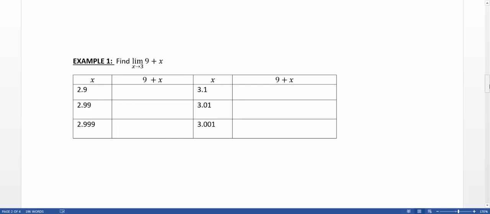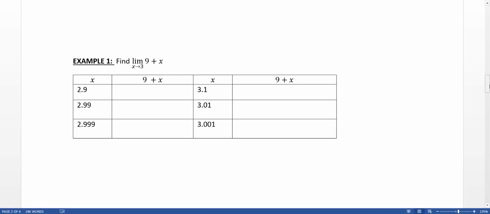Example 1. Find the limit as x goes to 3 of 9 plus x. So again, the idea that we have to go from the left and the right means we need to be getting closer and closer to 3 from both the left and the right. So in the first column, I've picked numbers that are getting closer to 3 from the left. So I'm going to pick numbers slightly smaller than 3, but that are approaching 3. So 2.9, 2.99, 2.999.